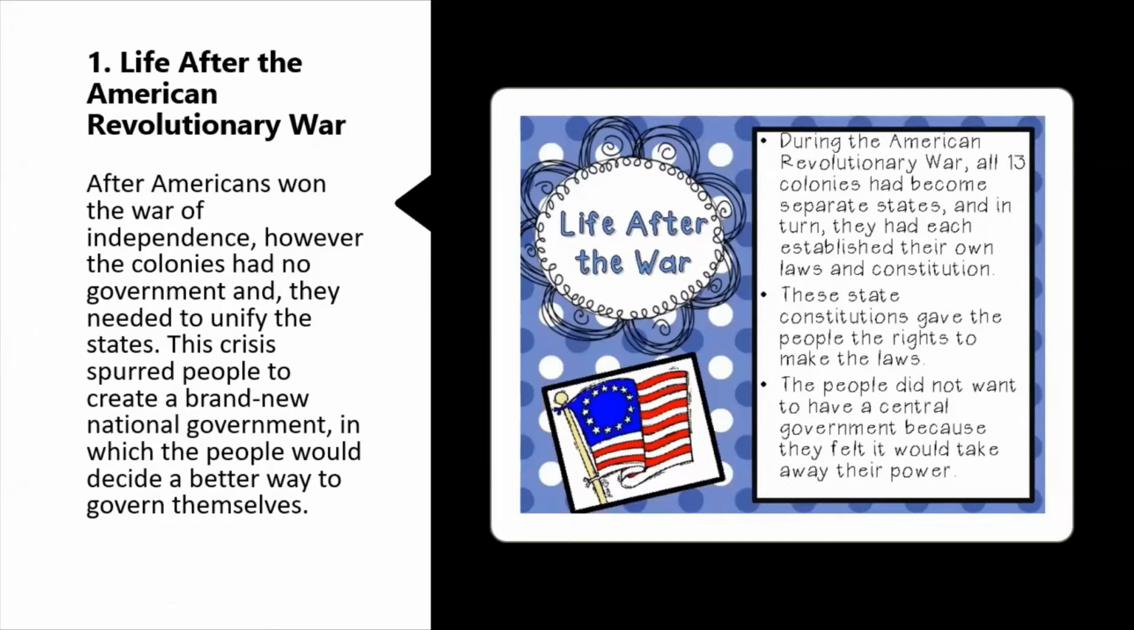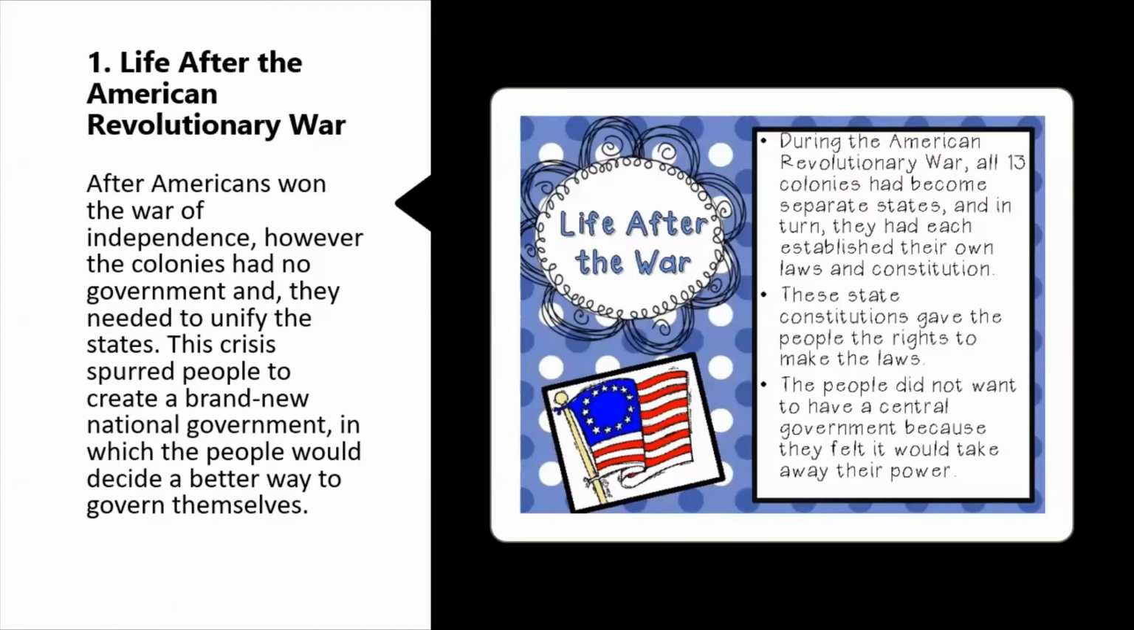After Americans rose up against the British and won their independence, the American Revolutionary War happened because the British King George III and his government were not fair to the people of the 13 colonies. When the American Revolutionary War ended, Americans had to figure out a better way to govern themselves.